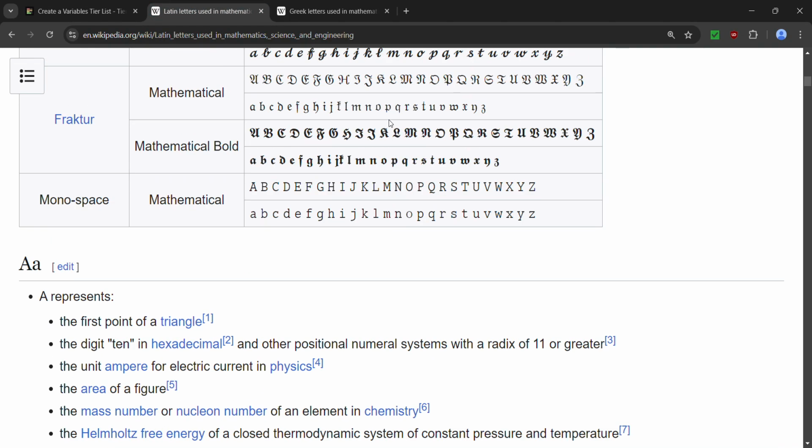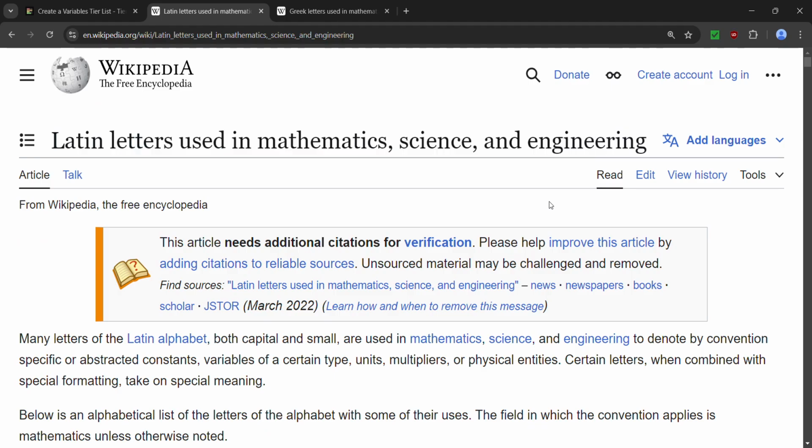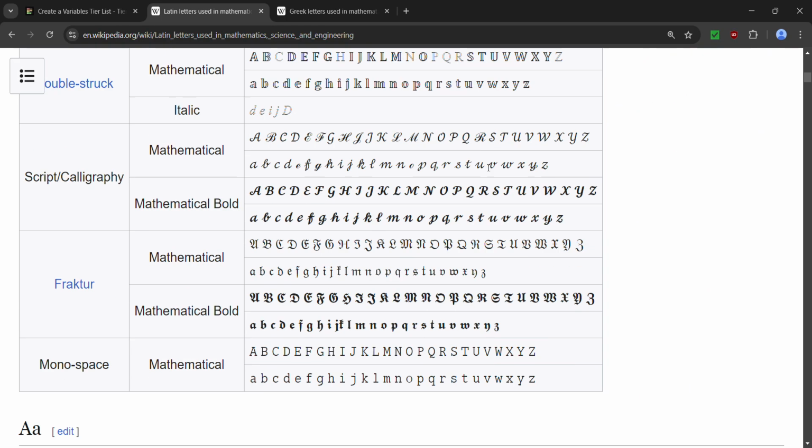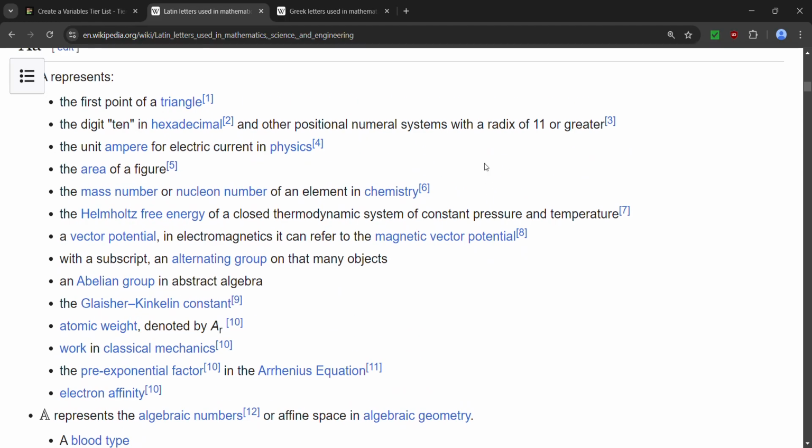So I got my Wikipedia page, Latin letters used in math, science, and engineering, to kind of help guide us through this. All right, so what do we got for A? We got first point of a triangle, doesn't really count. Digit 10 in hexadecimal. It's okay, I guess. Ampere, that's big. I think that's important.